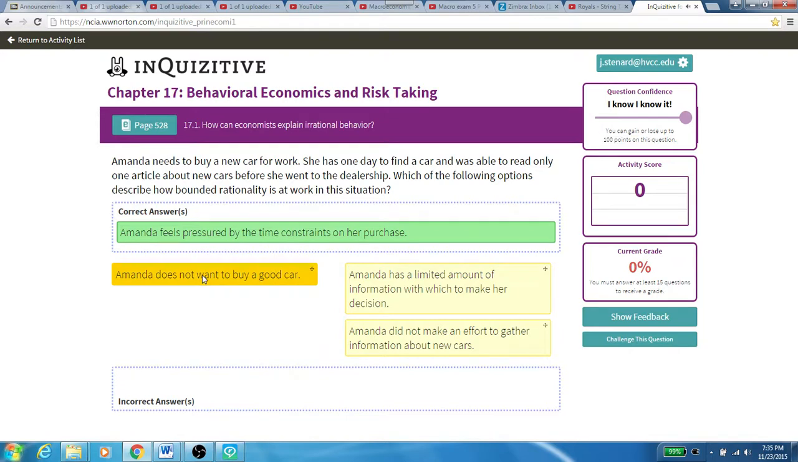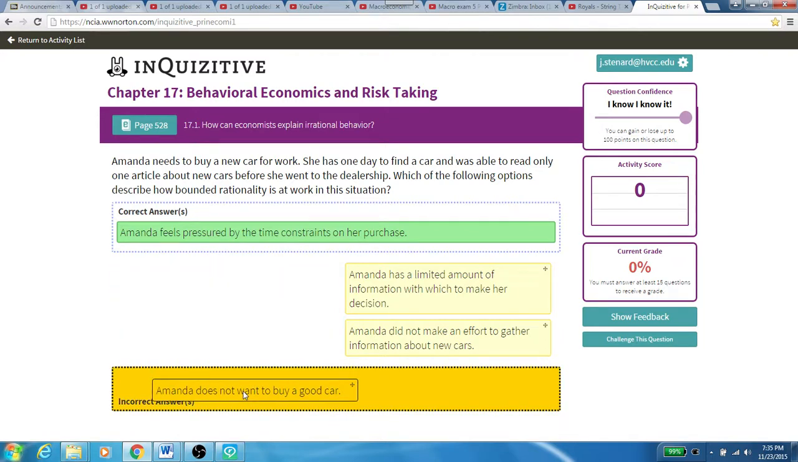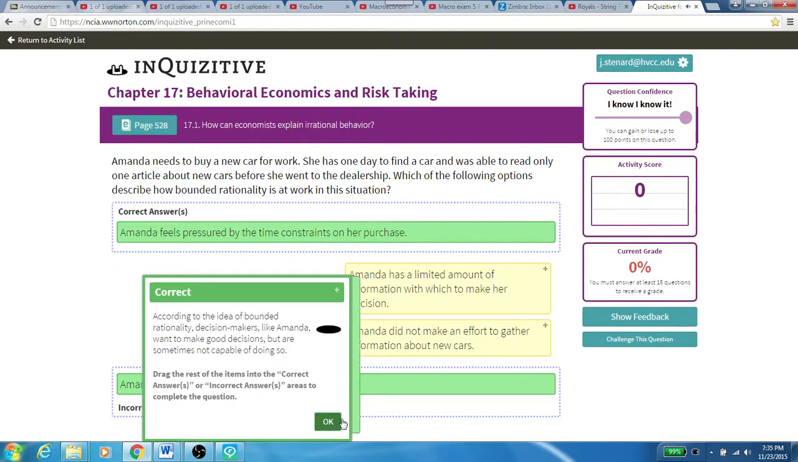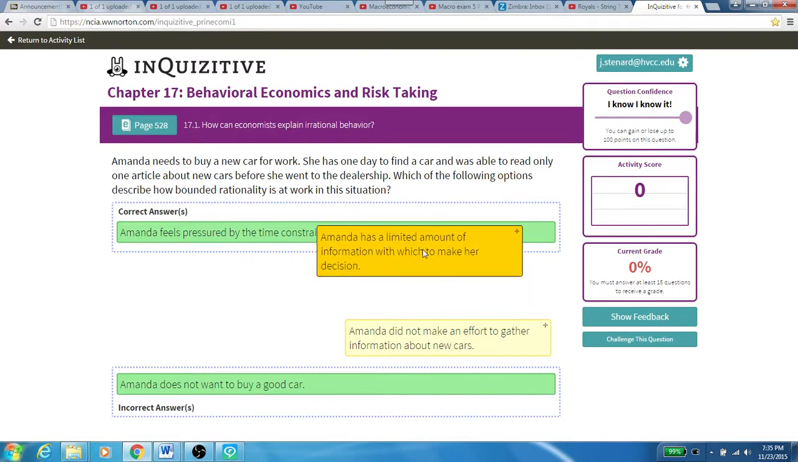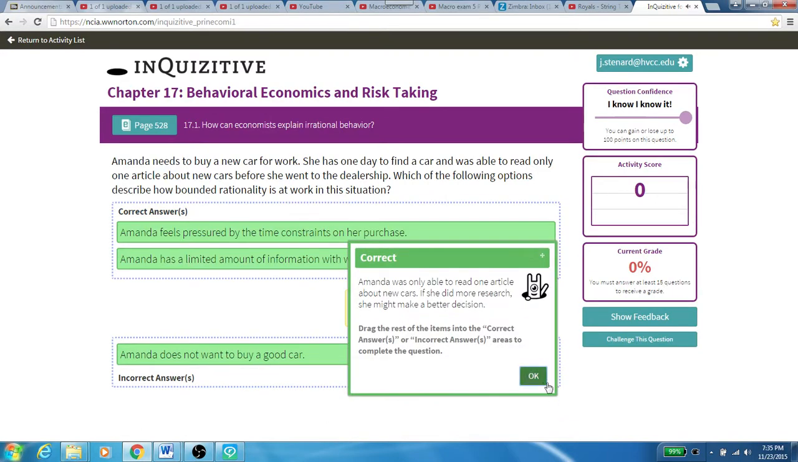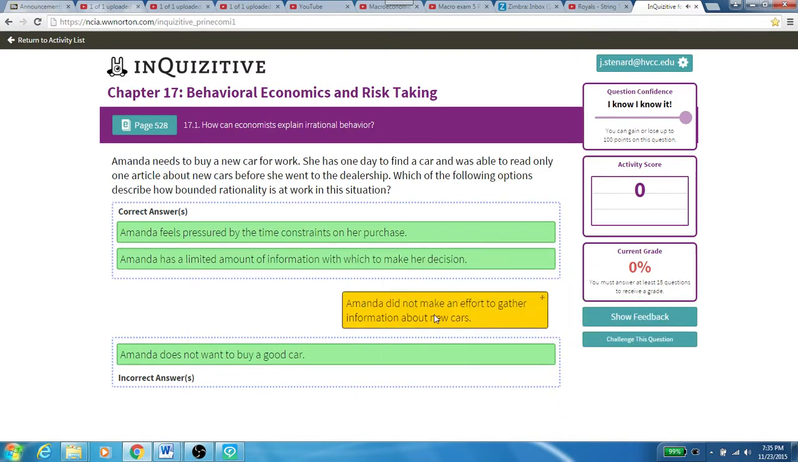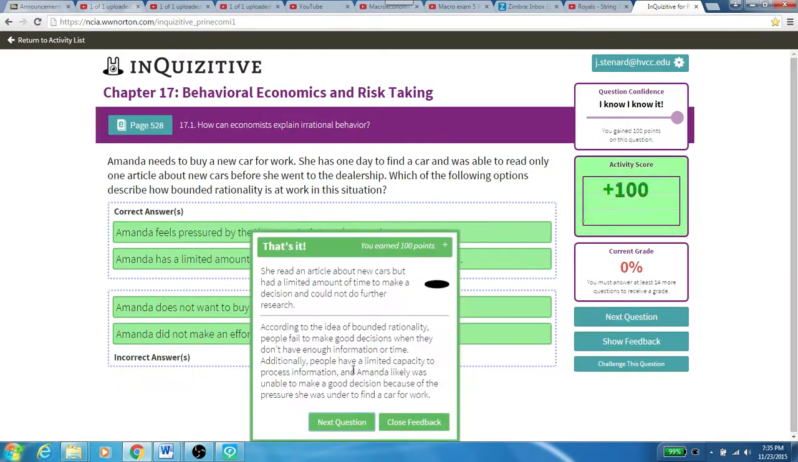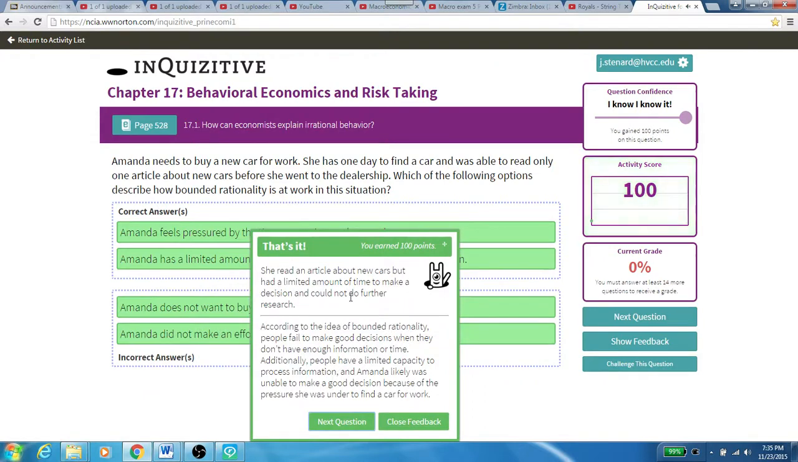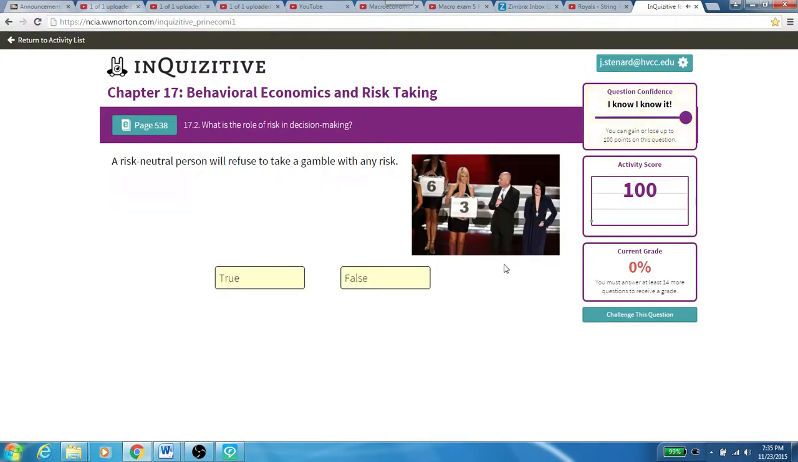And Amanda also, well, she wants to buy a good car. That's not bounded rationality. Amanda has a limited amount of information. That's part of bounded rationality. And down here, she made an effort to gather information. She did not make an effort. No, she made some effort, just didn't have much time. After all, we often have to make decisions inside of a limited amount of time. I think we're going to get this question right, too.